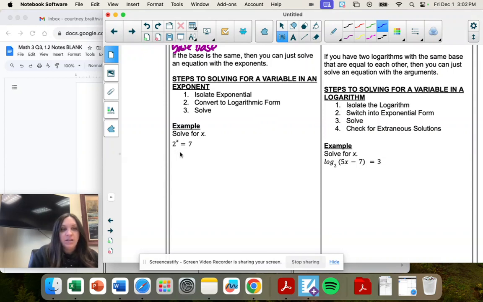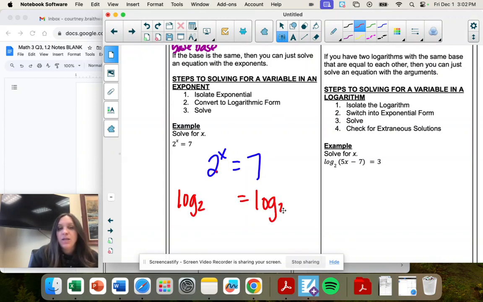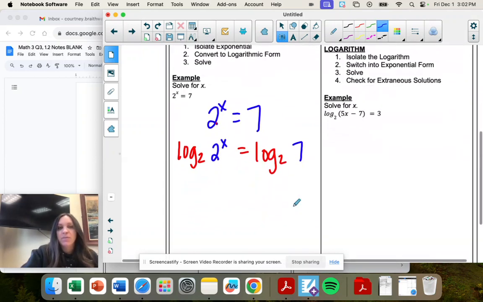So that's already done here. 2 to the x is isolated. And then we convert to a logarithm by taking that same base logarithm. So this is base 2 exponent. I'm going to take logarithm base 2 on each side of the equation because I have to keep it balanced. So now I have log base 2 of 2 to the x and log base 2 of 7.